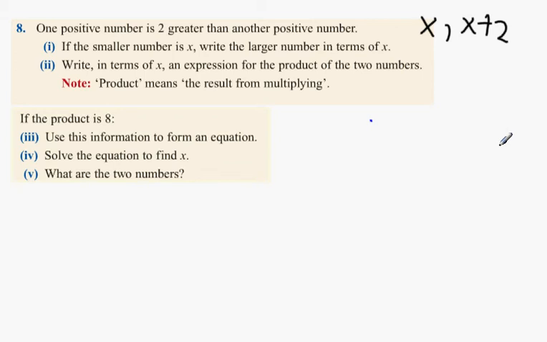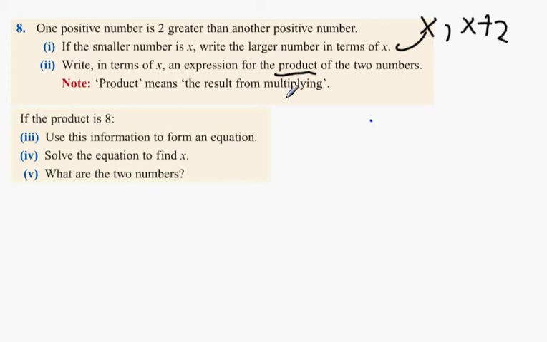If I said it's twice as big, what would that be? 2 multiplied by x. But this is just 2 bigger, not 2 times bigger. If I change this question to 2 times greater, it's 2x, not x plus 2. So one word can change the full equation. Okay, now, write in terms of x an expression for the product.